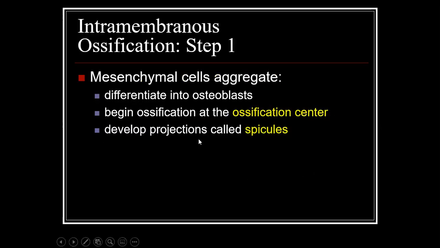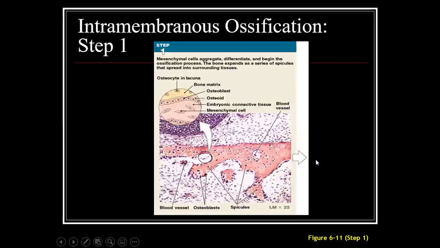So these 3 main steps in intramembranous ossification are an embryo thing. But step 1, mesenchymal cells aggregate, which means that non-differentiated embryonic stem cells of the middle layer come together. And then they differentiate into osteoblasts. And as we know from the last presentation, a blast is an immature cell. The blasts begin ossification at an ossification center, which they'll be drawn to due to chemicals or whatever in the area, and they develop projections called spicules. So, step 1, mesenchymal cells aggregate, differentiate, and begin the ossification process.